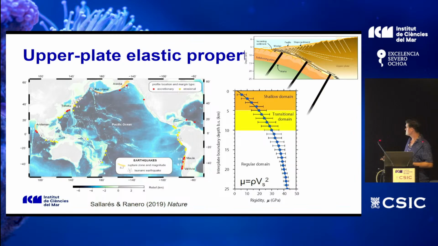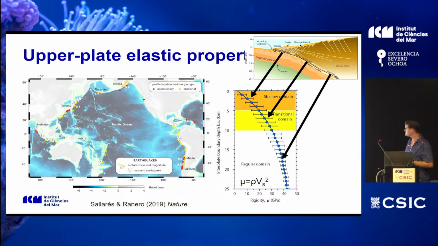So based on this, they come up with this model in which the shallow domain, where elastic properties are quite low, in this case rigidity, which is what I'm showing here, is representative of a media with a lot of fracturing. Now we have the transitional domain, where these fractures become less and less observed because of compaction. And in the end, we are in this regular domain where lithostatic pressure is really high, and therefore we could assume that we have an intact rock with very little fracturing.